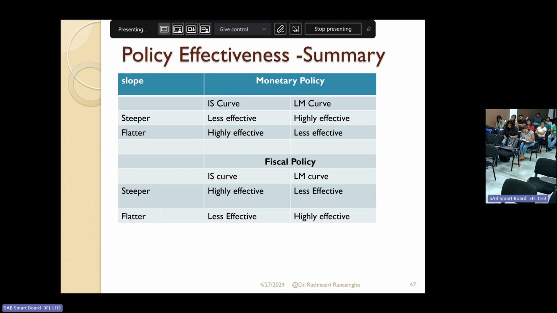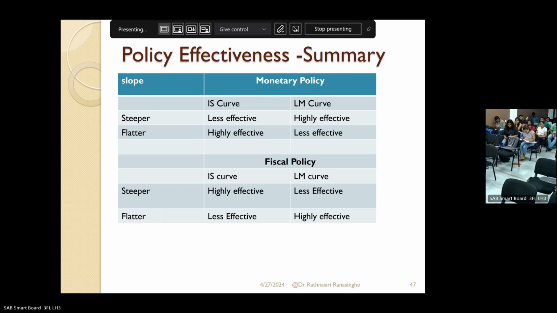Now the C2 can be low, C2 can be high. C2 low means we have the steeper LM curve. C2 high means we have the flatter LM curve, right? So now we are going to draw the situation C2 low, C2 high. Two cases, right? C2 low means we have the steeper LM curve.